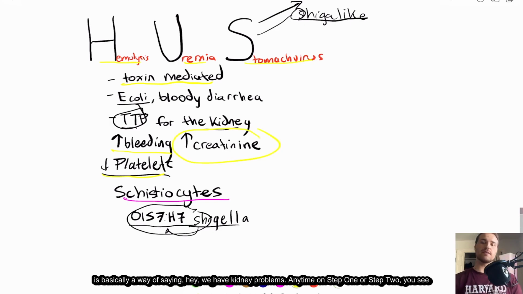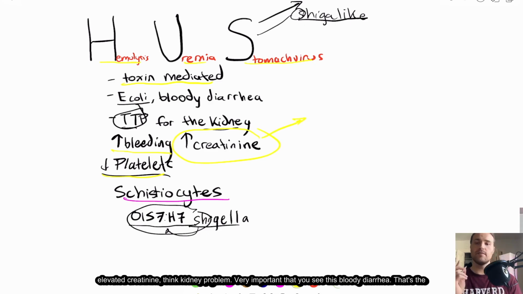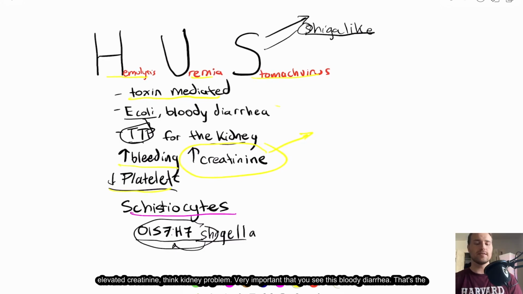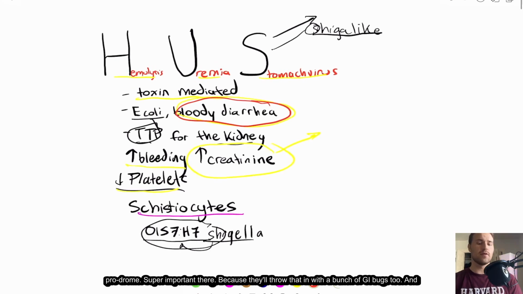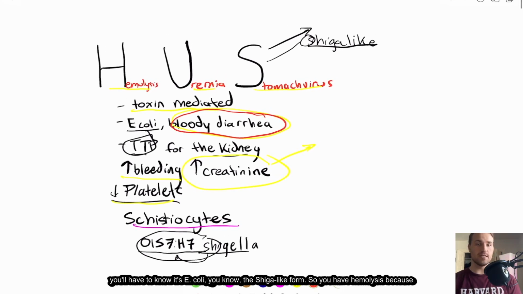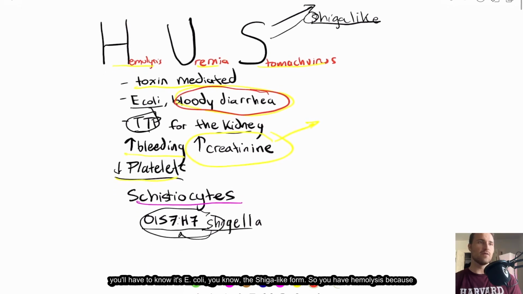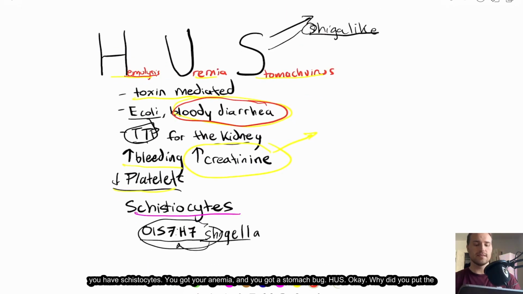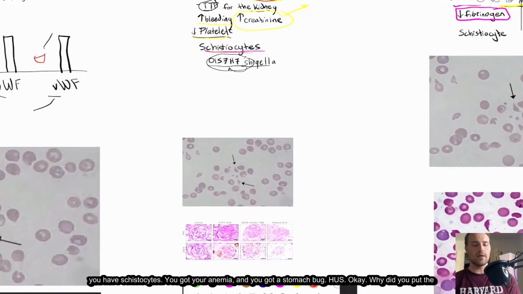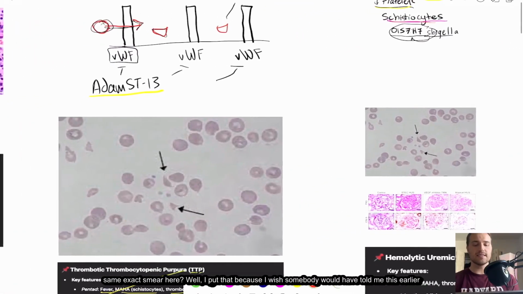Elevated creatinine is basically a way of saying, hey, we got kidney problems. Anytime on Step 1, Step 2, you see creatinine elevated, kidney problem. Very important too that you see this bloody diarrhea. That's the prodrome. Super important there, because they'll throw that in with a bunch of GI bugs too, and you'll have to know it's E. coli, the Shiga-like form. So you have hemolysis because of your schistocytes, you got uremia, and you got a stomach bug: HUS.